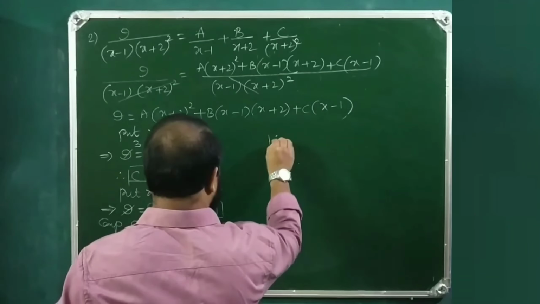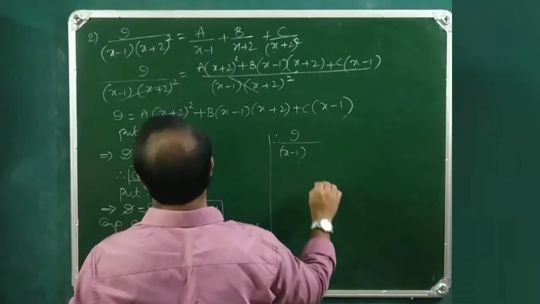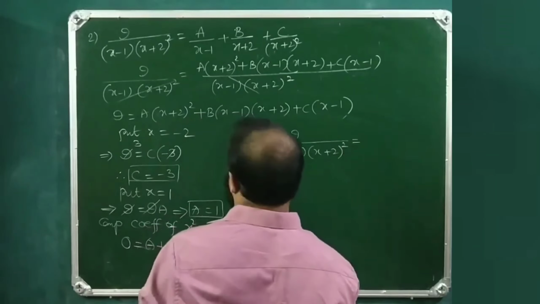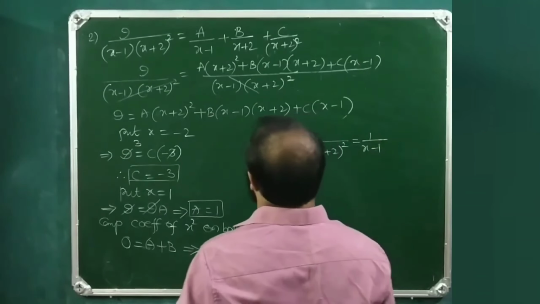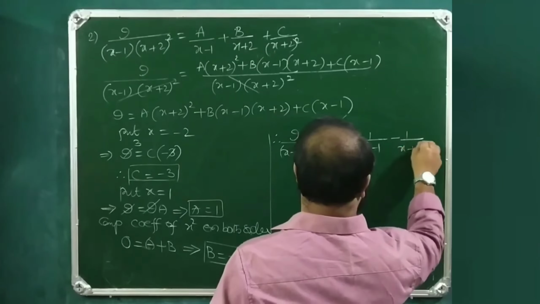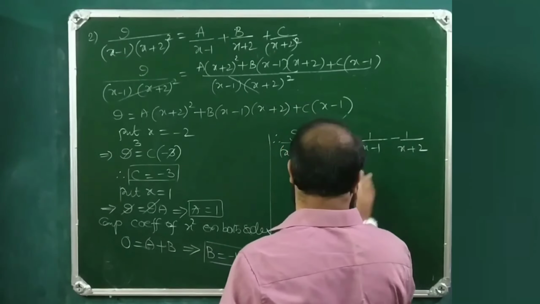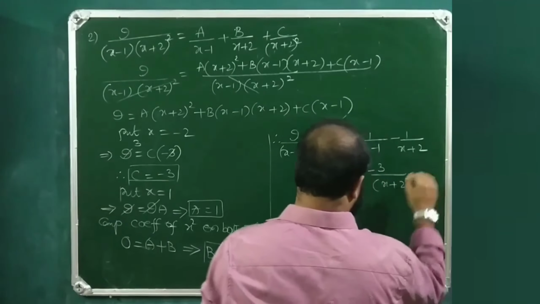Therefore, 9 by (x minus 1) into (x plus 2) whole square is equal to, a is 1, so 1 by (x minus 1), b value is minus 1 by (x plus 2), plus c value is minus 3 by (x plus 2) whole square.